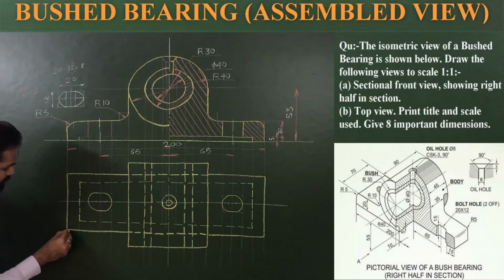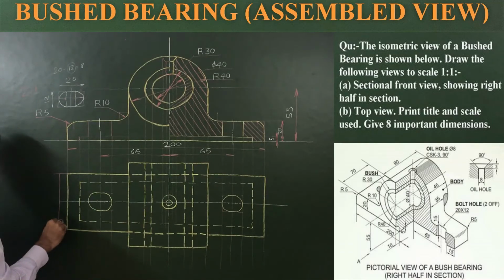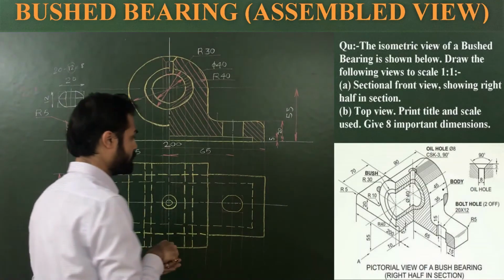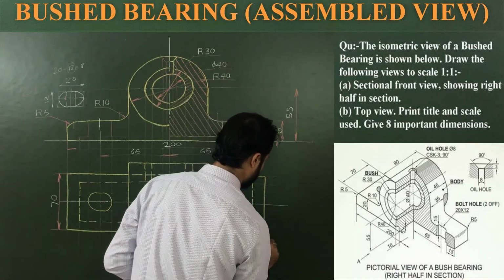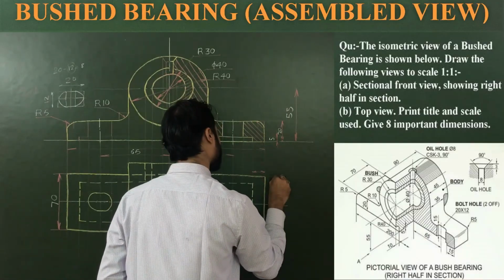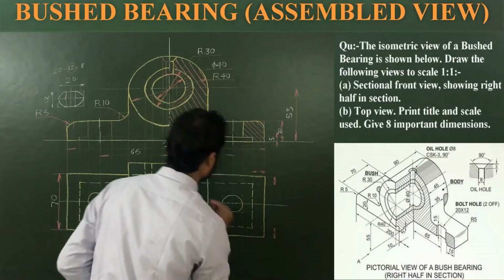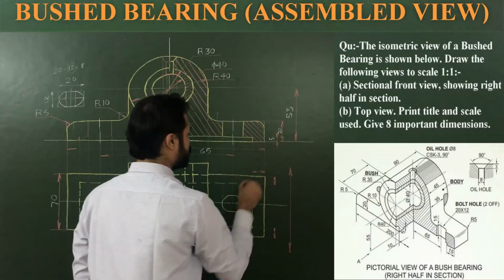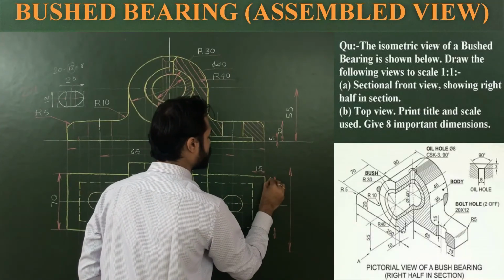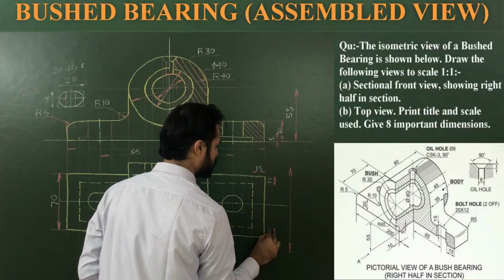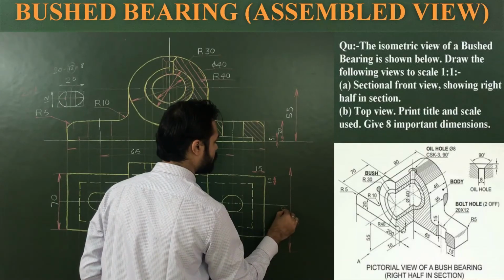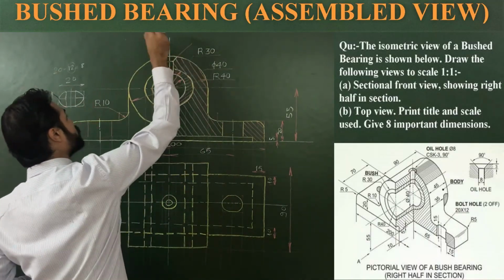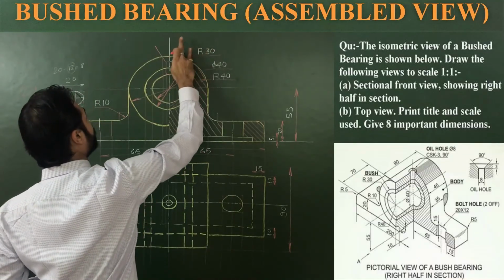Now in the top view, 70, 70, 70, 10, and this is 90, 15, 10, 10, 90.